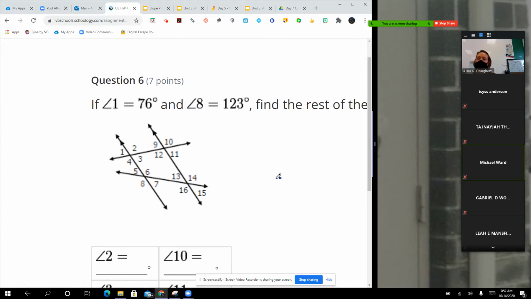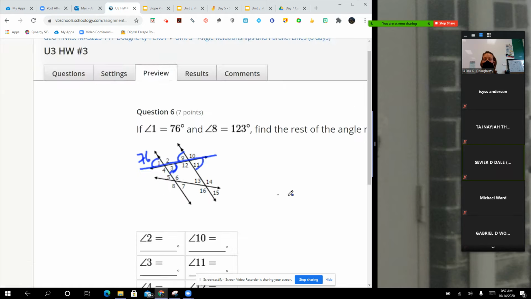So it tells me angle 1 is 76. What other angles are 76? 3 for sure, because they're vertical. And 9, because I can travel on this blue transversal. And what is the 4th angle? 11. Beautiful. So now I'm going to get another color.